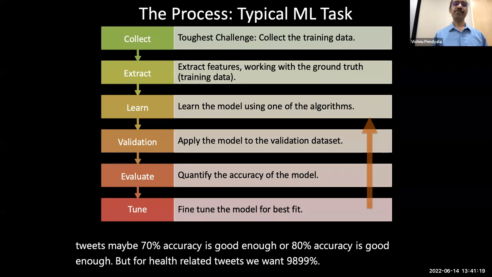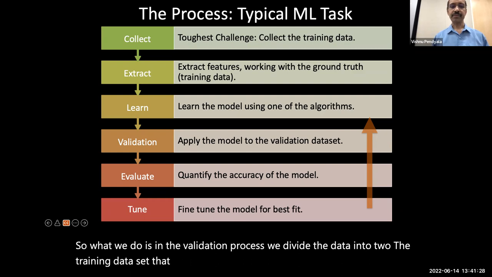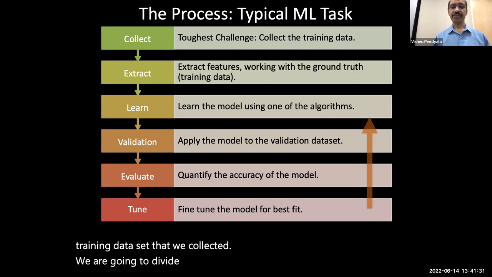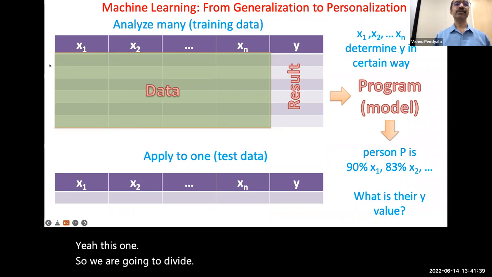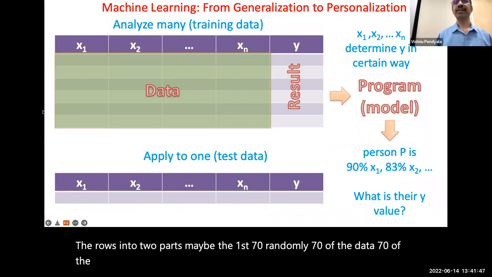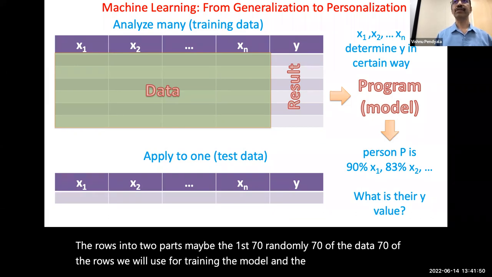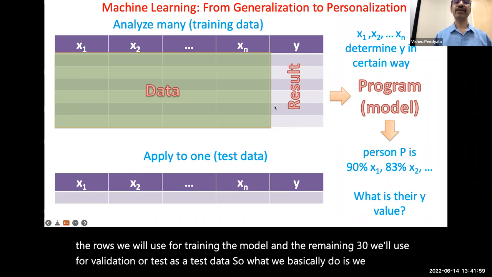So we apply the model. In the validation process, we divide the training data set that we collected into two. We divide the rows into two parts. Maybe the first 70% of the rows we'll use for training the model, and the remaining 30% we'll use for validation, as test data. What we basically do for the validation data is close the result.